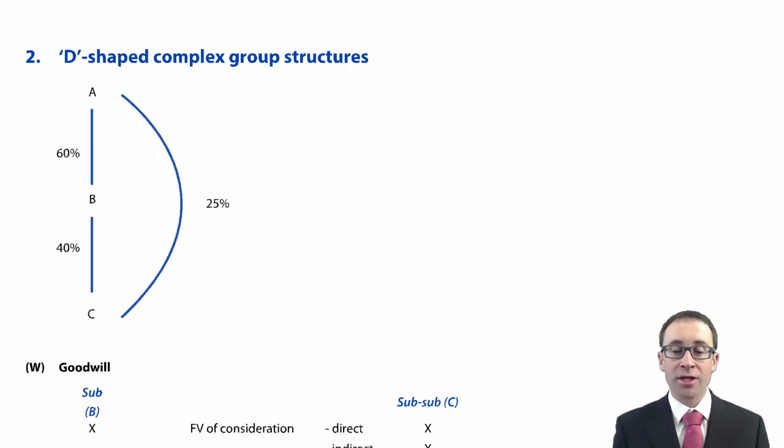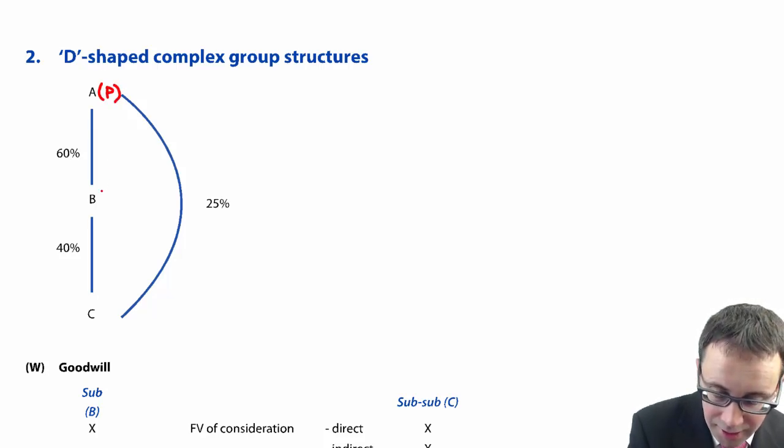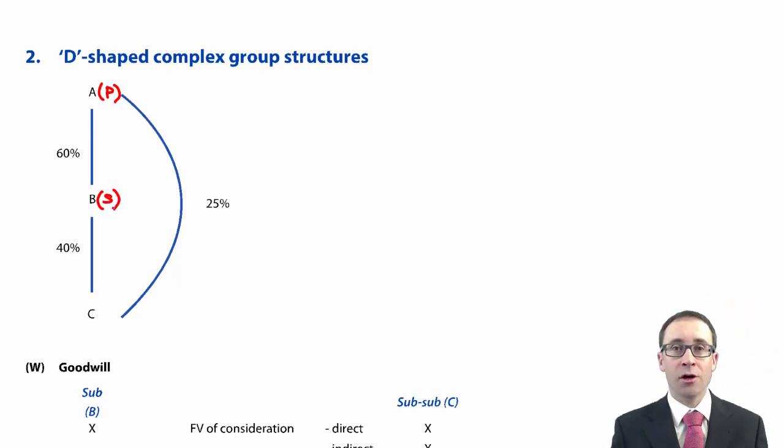So what we've got there, as you can see, is A with a 60% ownership in B. So clearly that makes A the parent, doesn't it, as it has control over B. So B is the subsidiary. Nice and easy to see there. So even if you get a D-shaped complex group structure question in the exam, you'll be able to work out the goodwill, the non-controlling interest, and the group retained earnings, all to do with that subsidiary.